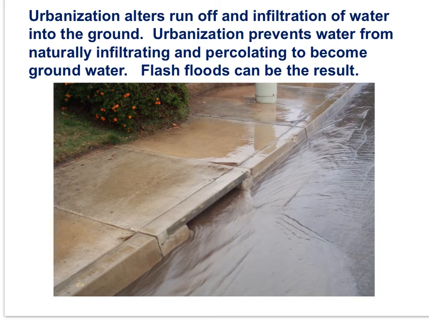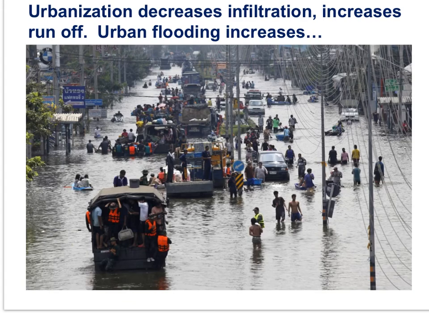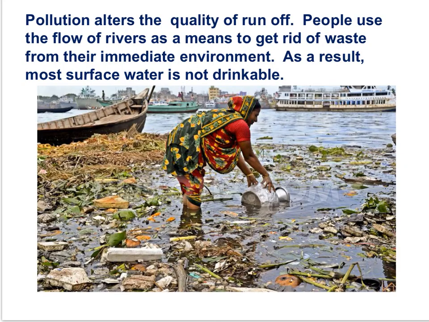Urbanization alters infiltration of water into the ground. Urbanization prevents water from naturally infiltrating and percolating to become groundwater. Flooding can result. Urbanization decreases infiltration and increases runoff. Flooding increases. Urban flooding increases. Pollution alters the quality of surface runoff.